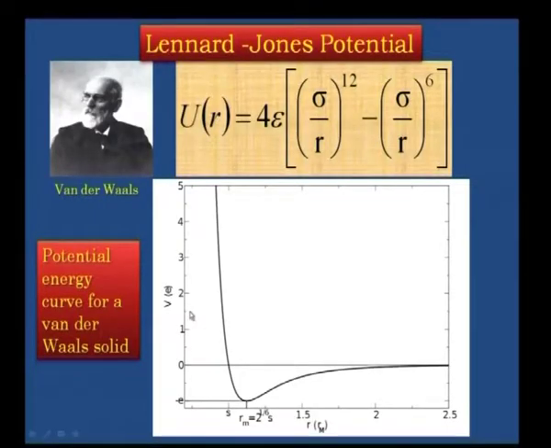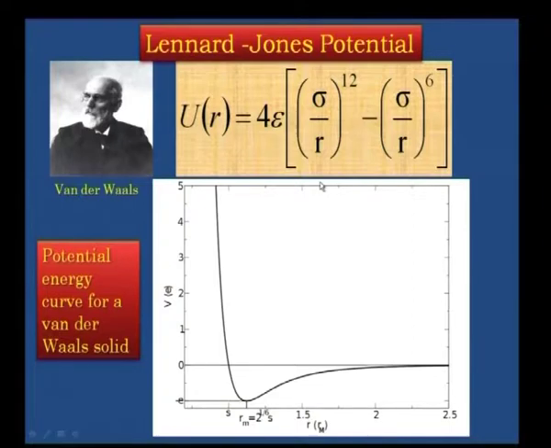So, this potential function U of r, or V of r, that you have got here will be given as 4 epsilon times, sigma by r to the power of 12 minus sigma by r to the power of 6. Now, there is an attractive potential term with a negative sign, the attractive term. This is a repulsive term that occurs with a power law 12, here the power is 6. So, this is the potential energy curve or profile for a van der Waals solid.